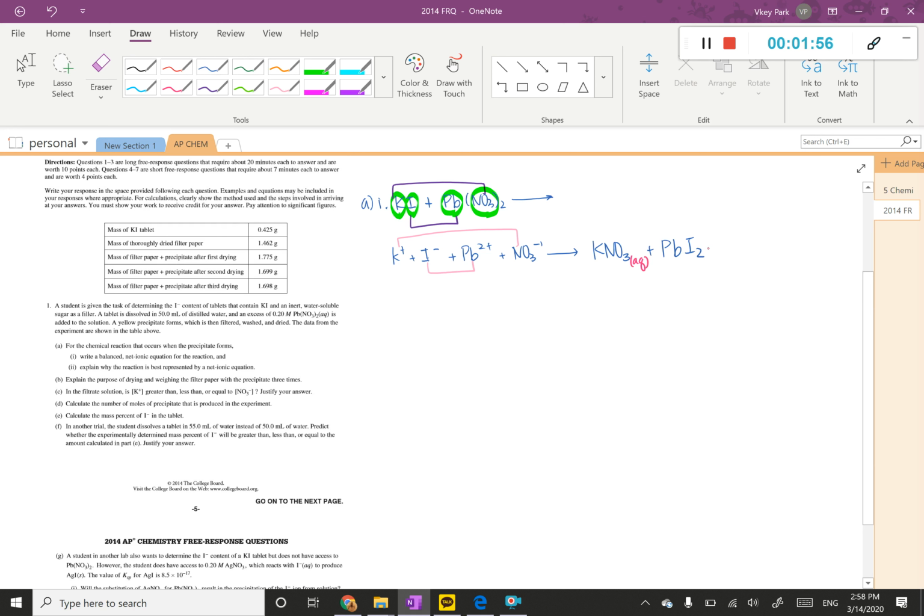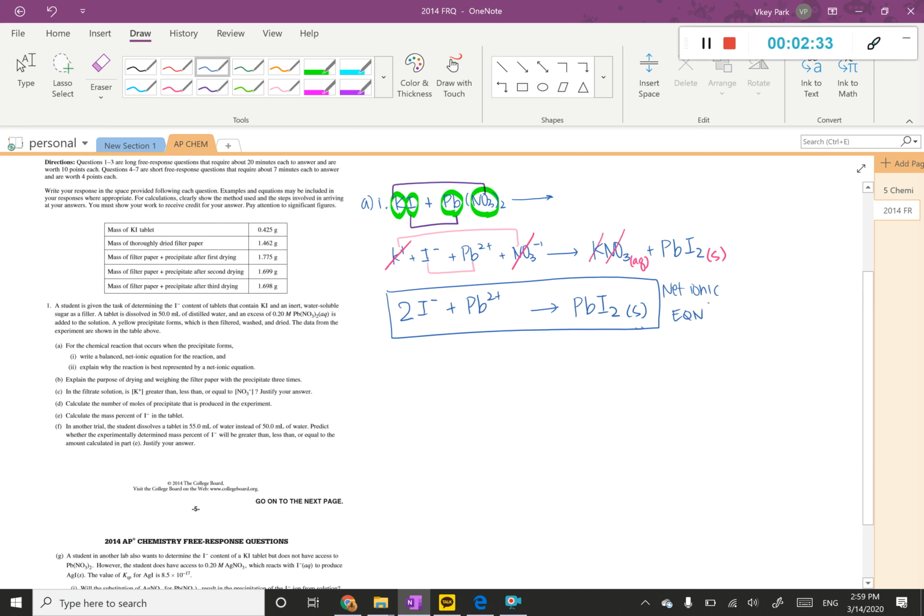So that makes PbI2 the solid, because remember PbI2 was rule number 2 with AP history, so PbI2 is a solid. That means the KNO3 are going to be spectator ions. So I'm just going to delete all of those, and I end up with I- plus Pb2+, yielding PbI2 solid. Now I go back and balance the equation, and right here I end up with my net ionic equation. And that's it.